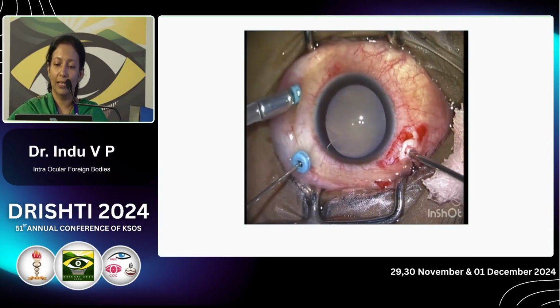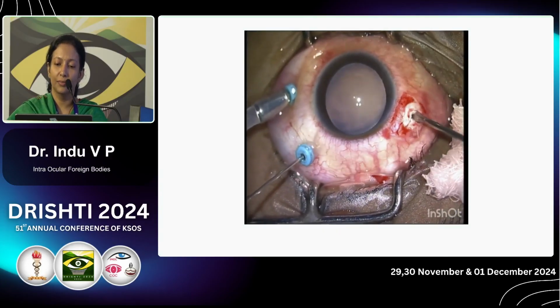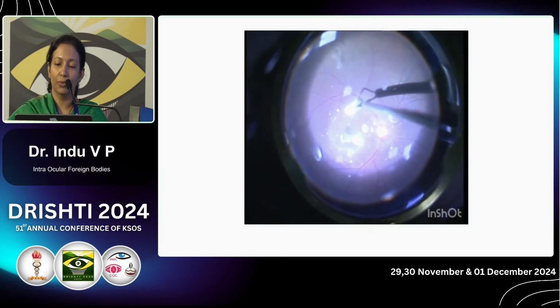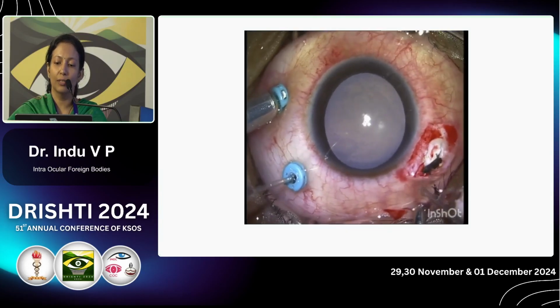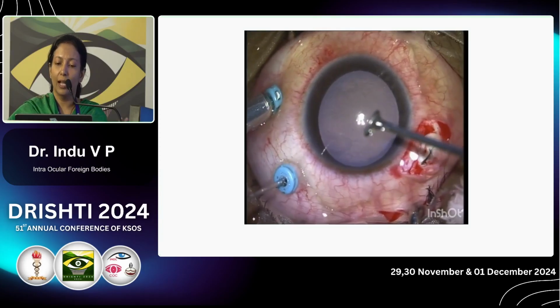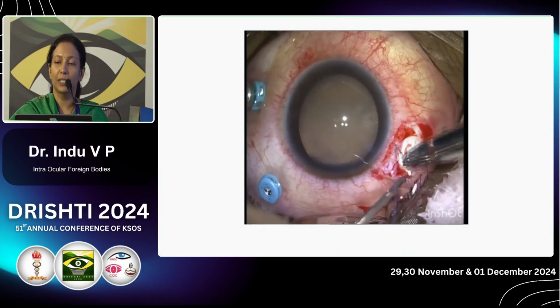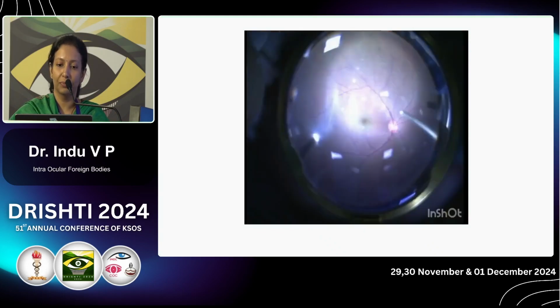And because it was very small, one of the ports was enlarged. With an intraocular forceps, the foreign body is gently picked up without causing any damage, and it is slowly removed through the port. So in this patient, we were able to salvage the lens, and we were even able to leave the patient without any tamponade, and the patient recovered well with 6/6 vision.